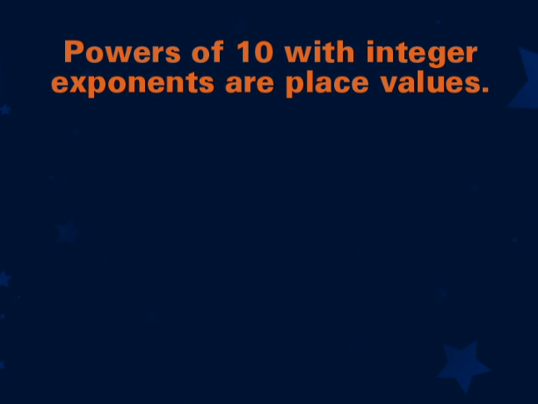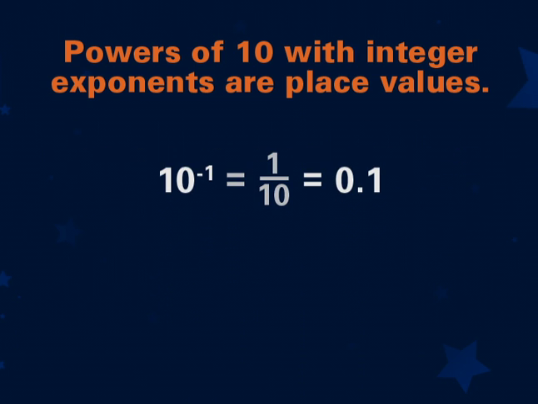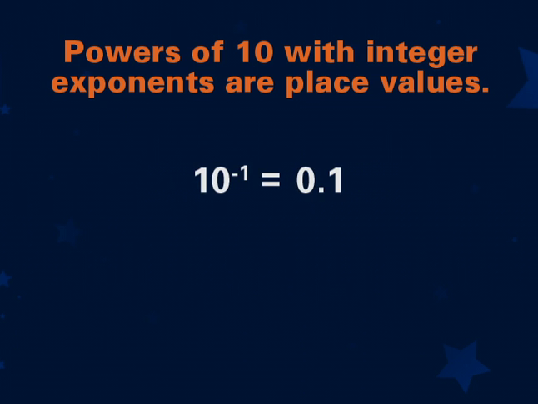What about negative exponents? Does Zio's pattern work for those too? Yes, in a way. Remember... Oh, yeah! Negative exponents indicate fractions or decimals. 10 to the negative first power equals 1/10. Exactly. 10 to the negative first power is 1 divided by 10, or 1/10. 10 to the negative second power is 1 divided by 100, or 100th.